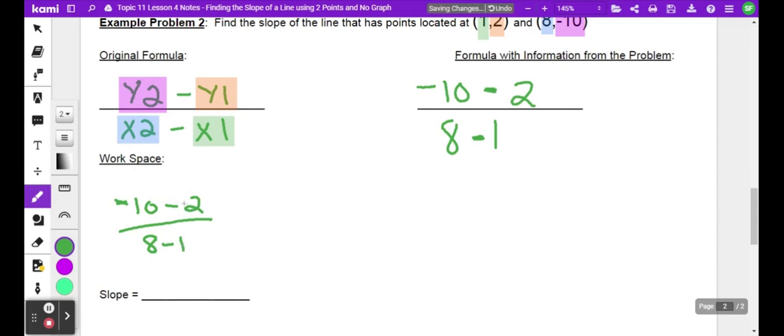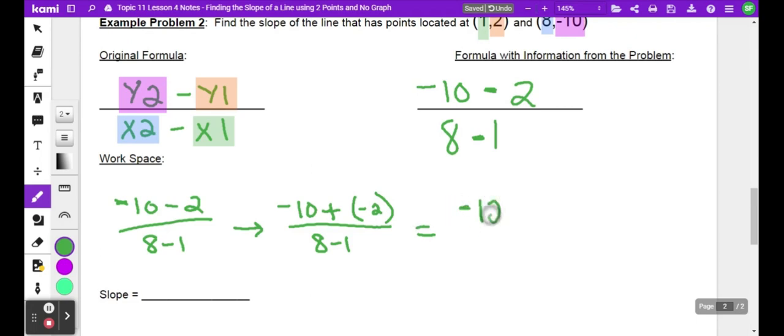I see a negative minus a positive, so I am going to do some keep change opposite here. So I'm going to make this negative 10 plus negative 2. I do not need to do the keep change opposite for the bottom because I already know 8 minus 1 is pretty simple. So up top, negative 10 plus negative 2 is going to give me negative 12. And on the bottom, 8 minus 1 is going to give me 7. You cannot simplify this fraction. Some people will leave it as negative 12 over 7. That's what I would do.